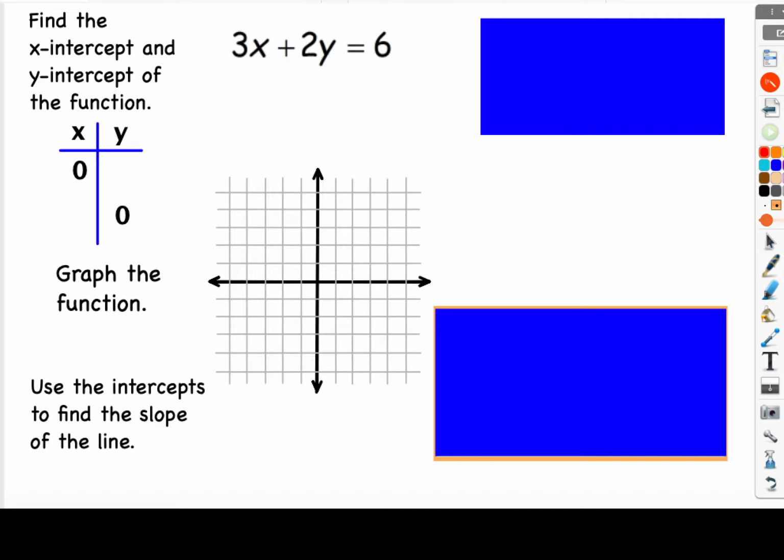So if you would like to, please pause the video. I know we just started, but feel free to pause the video, find the x and y intercepts, plot them and graph them, and see if you can't come up with where the equation of that line is.